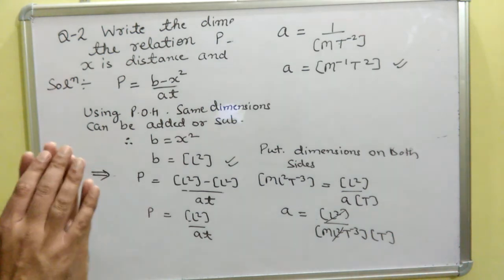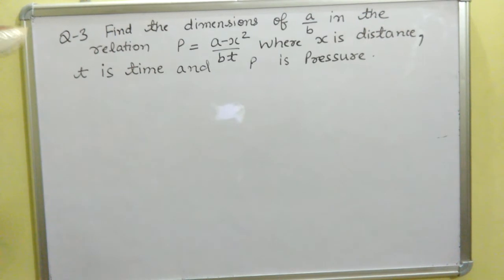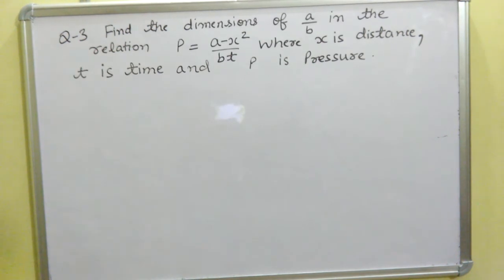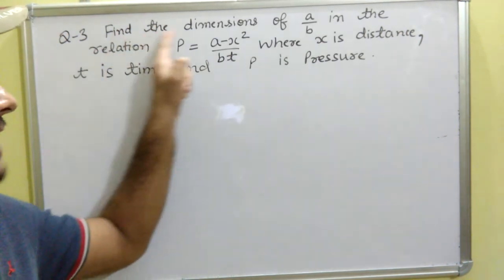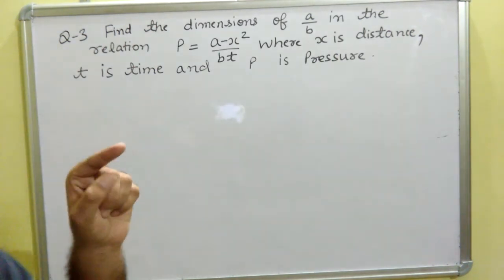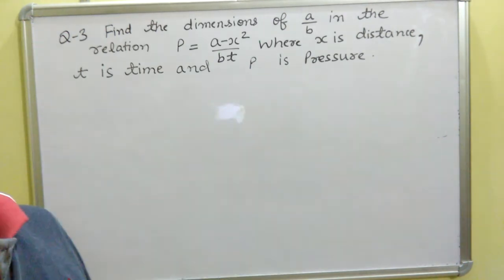Okay, now I am giving you one question as homework. Try that question. Tomorrow in the next video I will be discussing that question also. So I am writing the question, you have to try that. This is the question which you have to practice. The question is, you need to find the dimensions of A divided by B. So in this question you have to first find the dimension of A, then find the dimension of B, then you have to divide them, then you will get the answer.